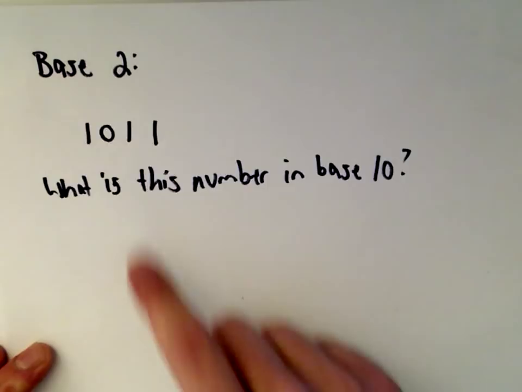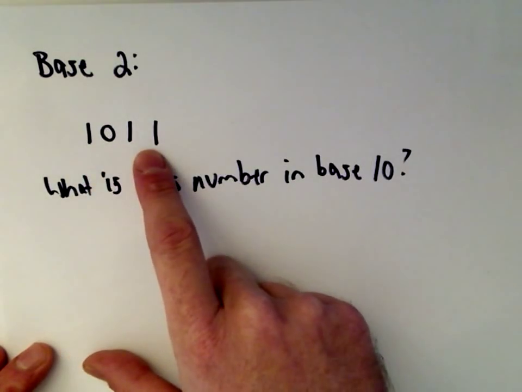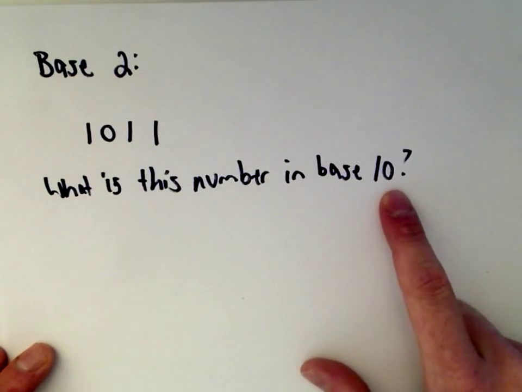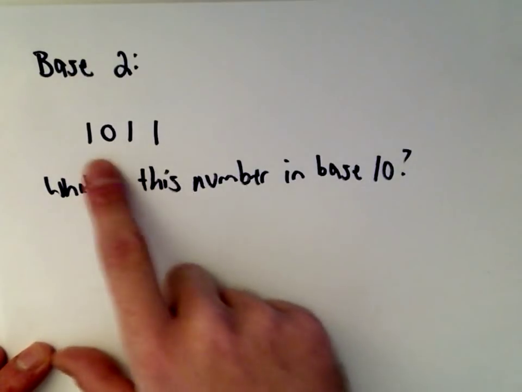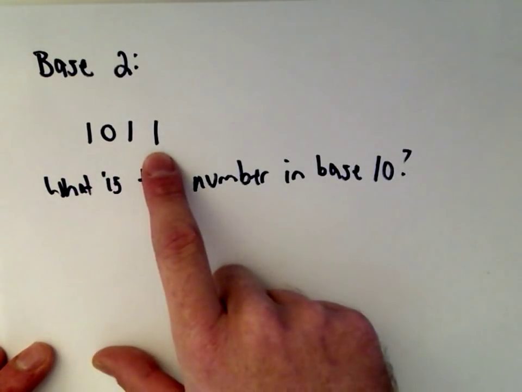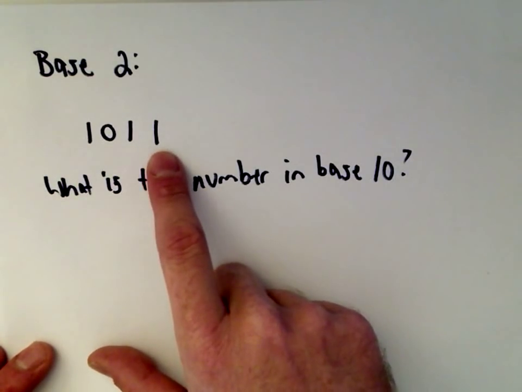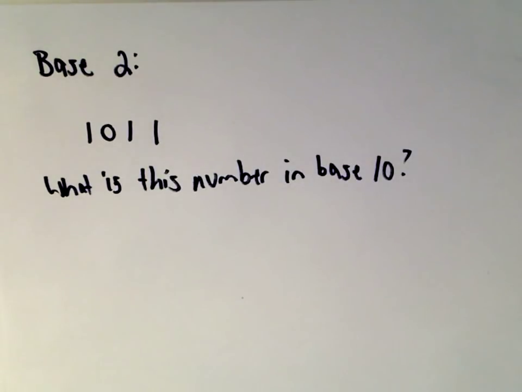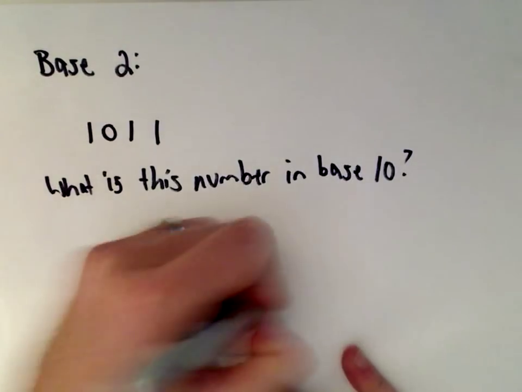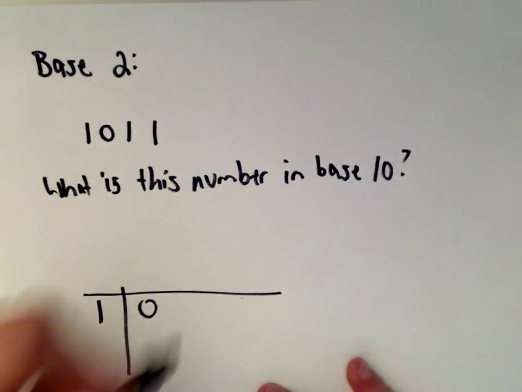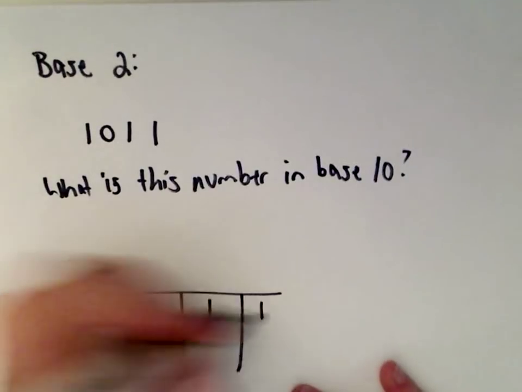So we could say, if this number 1011 is in base 2, what is this number in base 10? So suppose a computer, right? Computers just use ones and zeros. If a computer ran across this and we wanted to interpret it as a number in base 10, what number is that? Well, here's our number, 1, 0, 1, and 1, in a little column like a second ago.